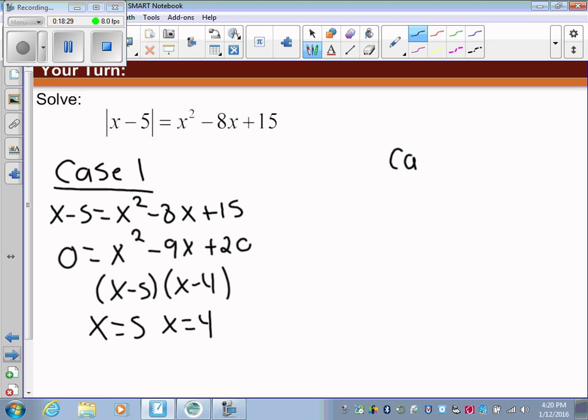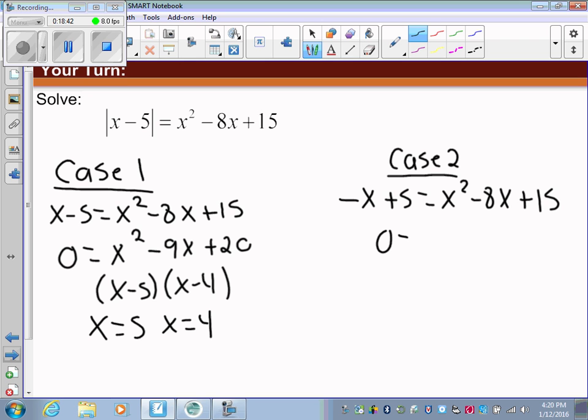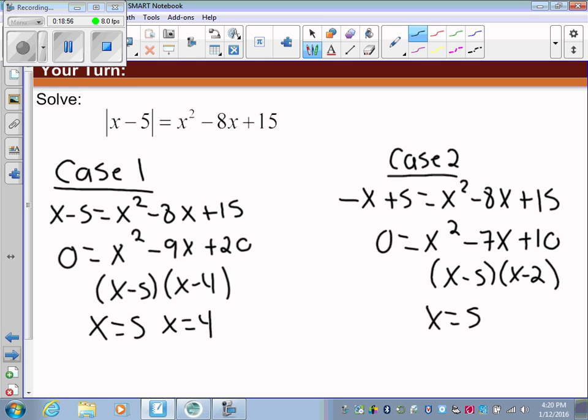Case 2 would have you looking at negative x plus 5 equals x squared minus 8x plus 15. Bring everything together. x squared minus 7x plus 10. That is factorable. x minus 5, x minus 2. So your two testing points are 5 and 2.